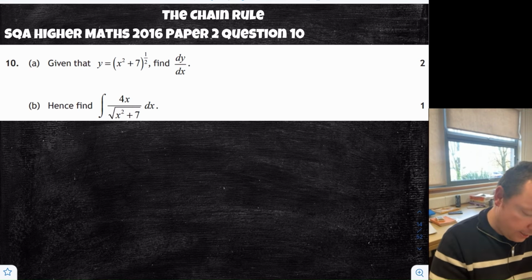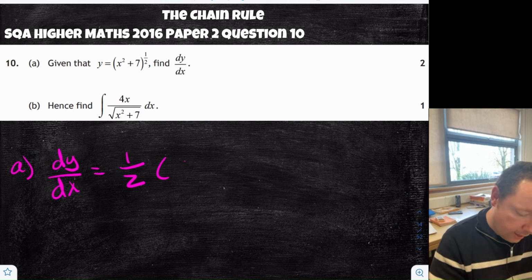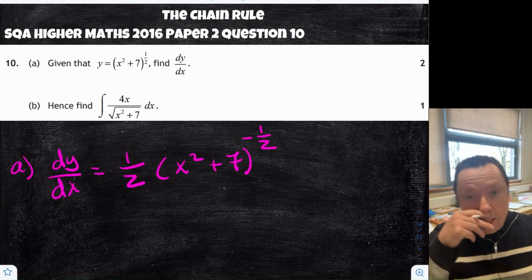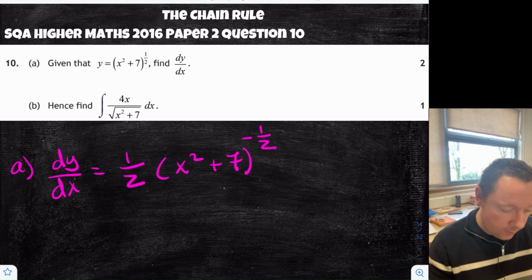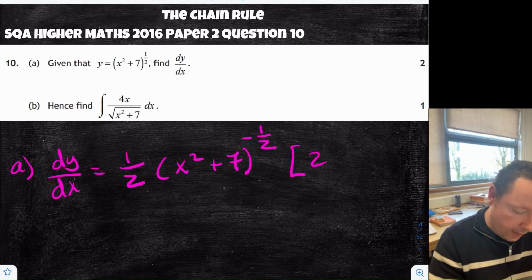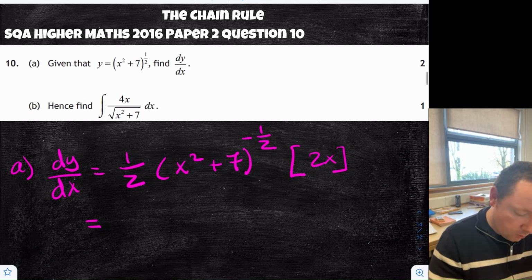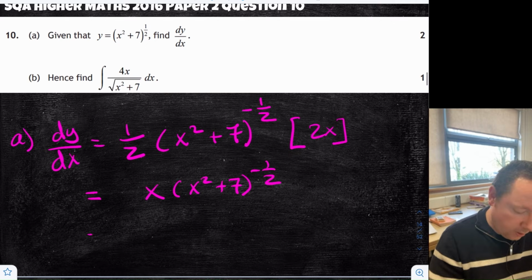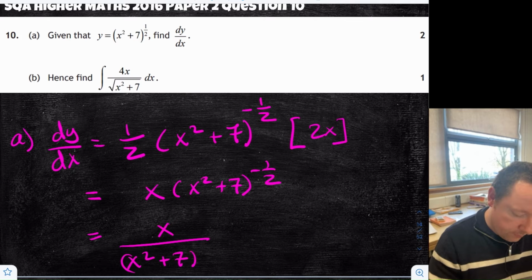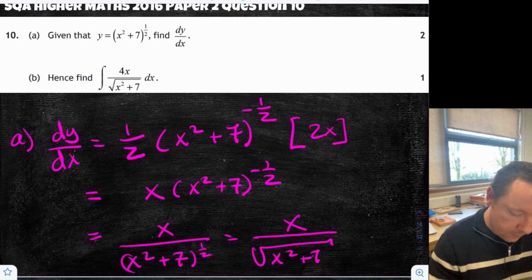So part A, dy by dx is equal to, take the half down to the front, x squared plus 7, take 1 off the power, minus a half, and then we differentiate the bit inside the brackets, which is x squared, so that becomes 2x. So that equals 2x divided by 2 is just x, so x times x squared plus 7 to the minus a half. And then try to make it look a bit like our part B, that's x over x squared plus 7 to the half, which is equal to x over the square root of x squared plus 7.